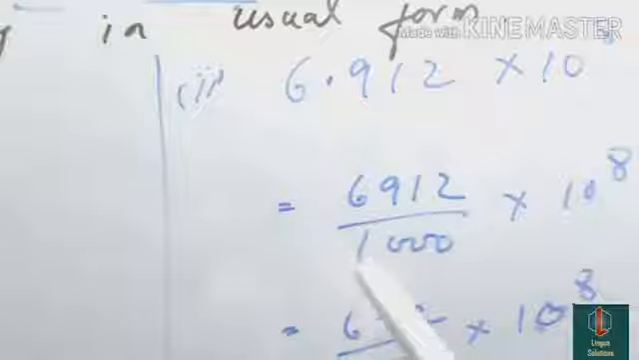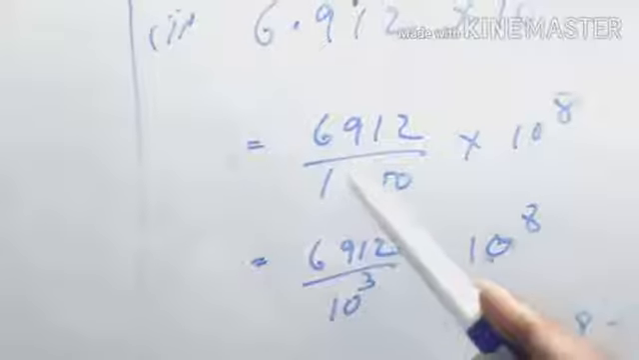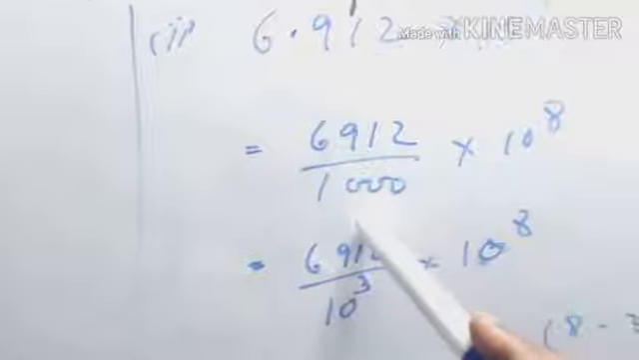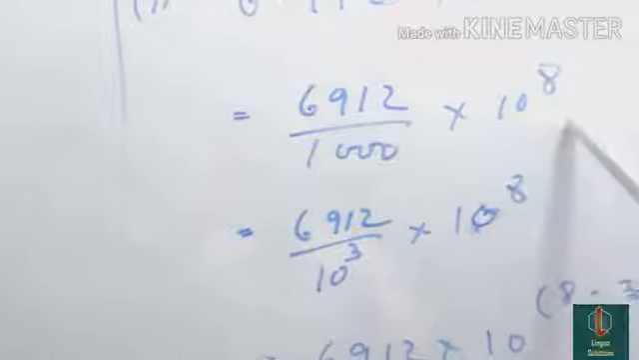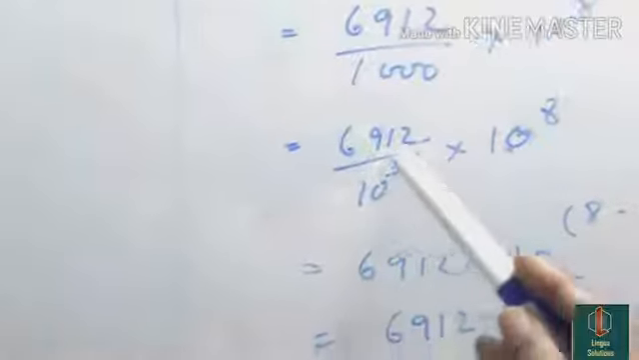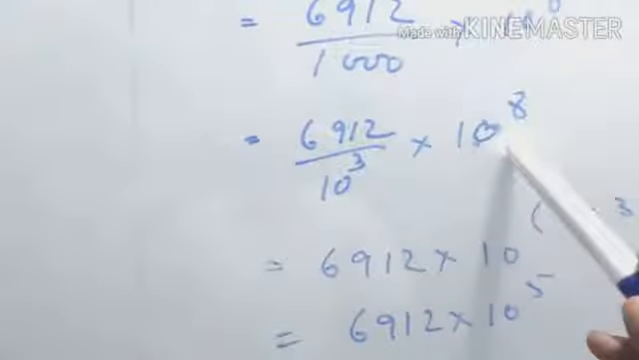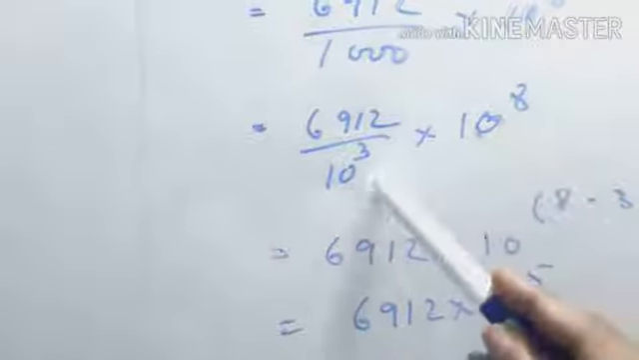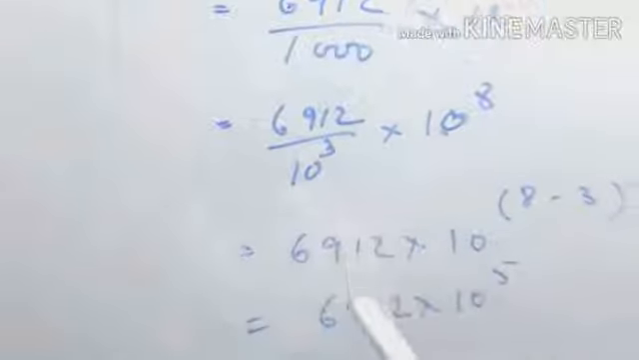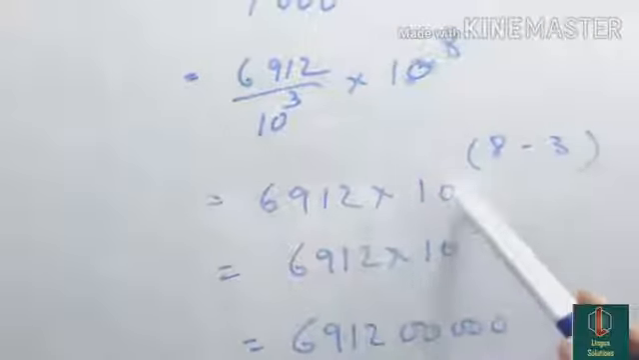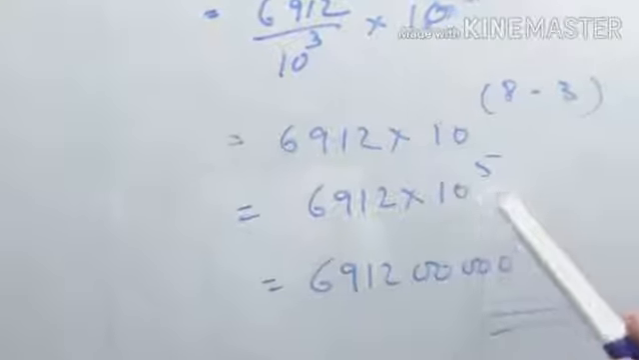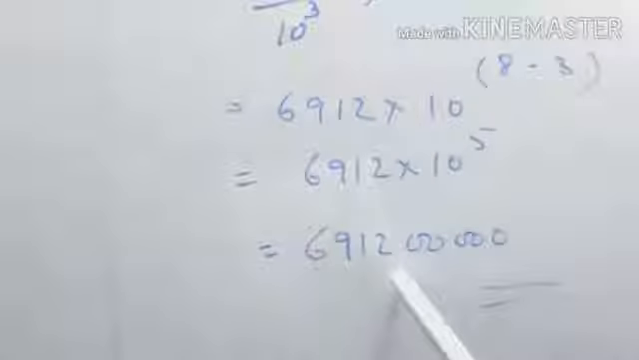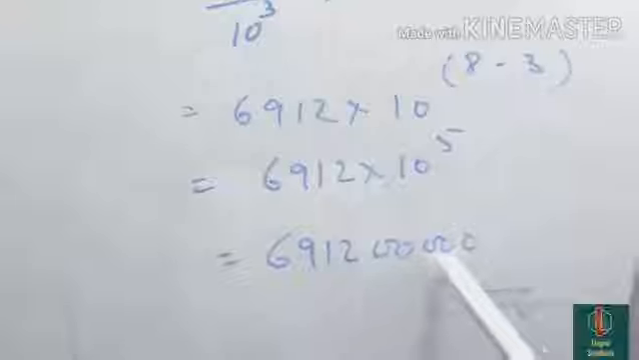First we will remove the decimal point. Then it will be 6912 by 1000, because there are 3 digits, into 10 to the power 8, which is equal to 6912 by 10 to the power 3 into 10 to the power 8. Now we will subtract the power because here the bases are same. Then 6912 into 10 to the power 8 minus 3 is equal to 6912 into 10 to the power 5, which is equal to 6912 and then 5 zeros, 0 0 0 0 0. This is the answer.